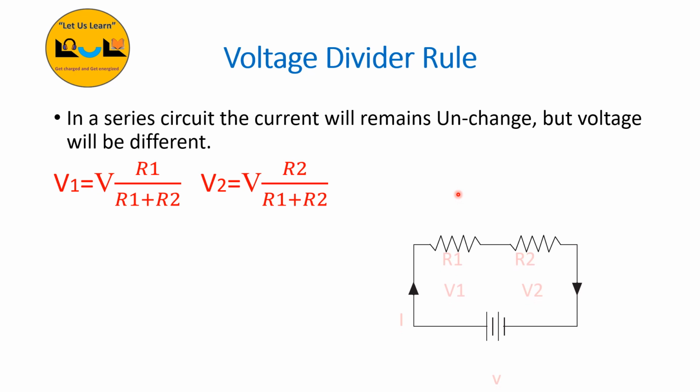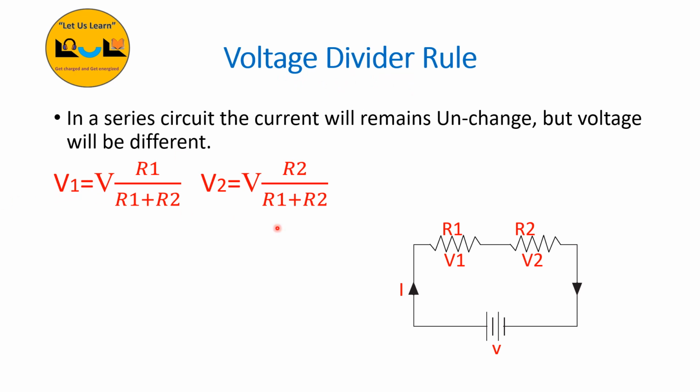This circuit shows two resistors, R1 and R2, both connected in series. The total current is I, the voltage across R1 is V1, the voltage across R2 is V2, and the applied voltage is V. Here I am supposed to find the voltage across R1 and R2. That comes under the voltage divider rule.